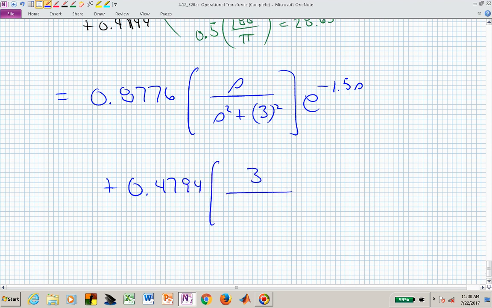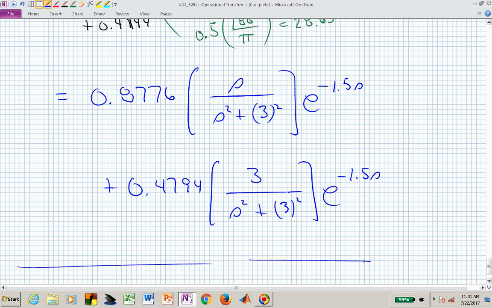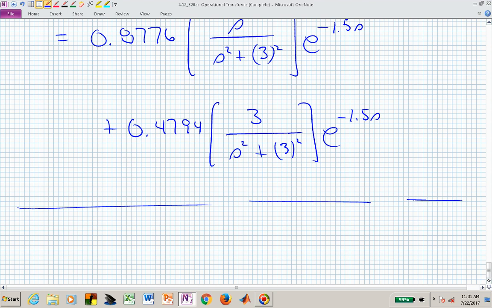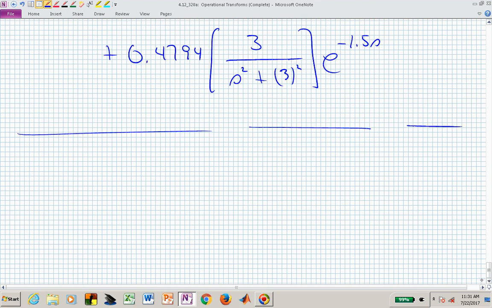The Laplace transform of this sine is 3 over, where 3 is our omega, s squared plus 3 squared. Again, it's delayed by the same amount, which then introduces this scaling of e to the minus 1.5s. That's the translation in time operational transform.